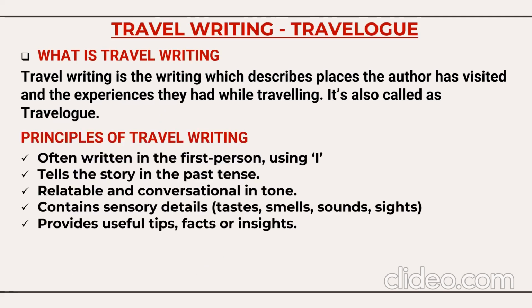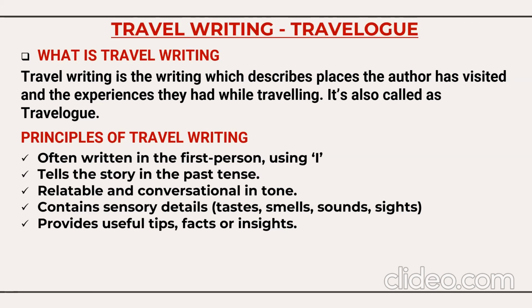Now question number 6, travel writing. What is travel writing? Travel writing is writing which describes the places the author has visited and the experiences they had while traveling. It's also called a travelogue. How to write travel writing? Generally, it's written in the first person. We use I. I went to Mysore yesterday. I saw this. So we write in the past tense.